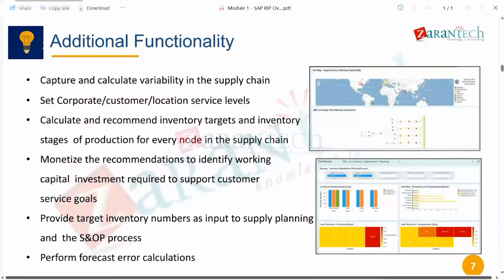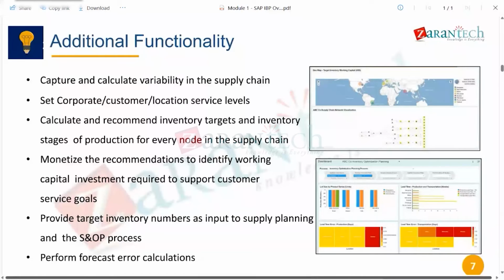The next slide is on the additional functionality of the supply planning function, which is to calculate the variability of the supply chain. Like we mentioned, we will do the ABC and XYZ analysis to calculate the variability of the demand plan or the forecast. Similarly, we can check the variability of the supply plan as well, as to what was planned and how much was the variation in the plan versus actual. That's how the supply variability is calculated.